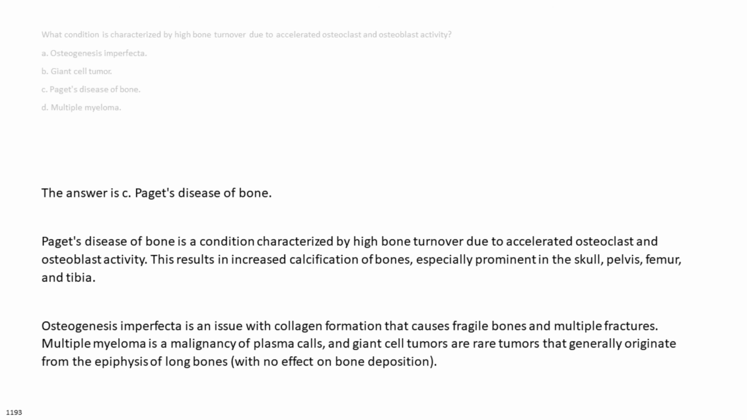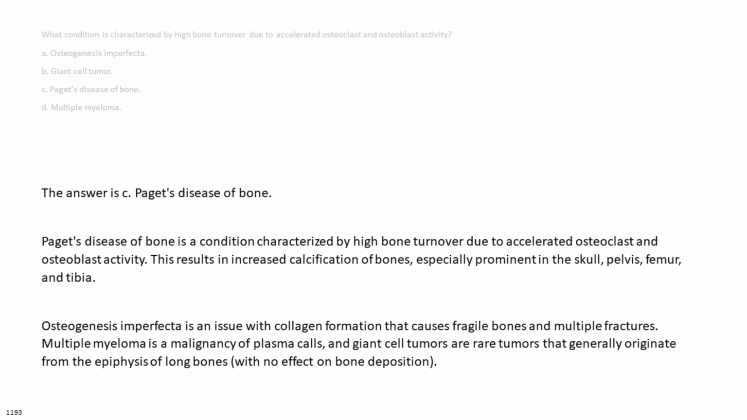The answer is C. Paget's disease of bone. Paget's disease of bone is a condition characterized by high bone turnover due to accelerated osteoclast and osteoblast activity. This results in increased calcification of bones, especially prominent in the skull, pelvis, femur, and tibia.